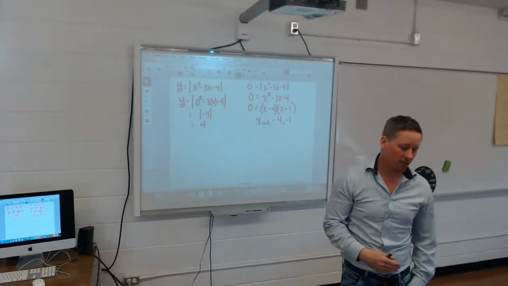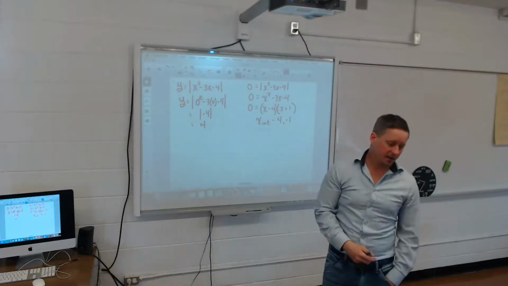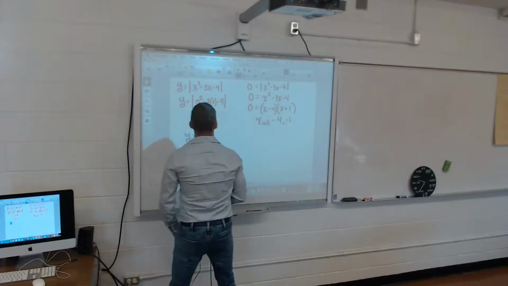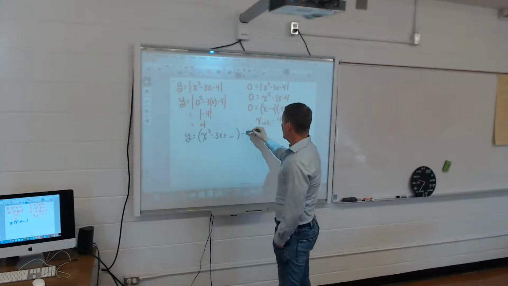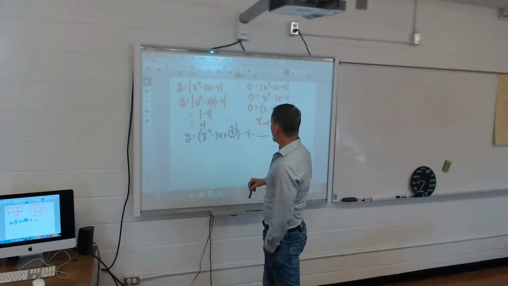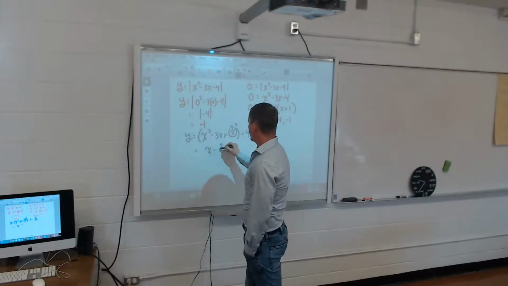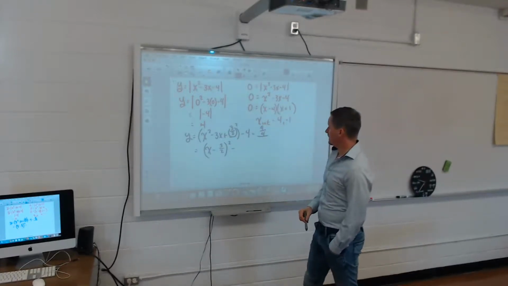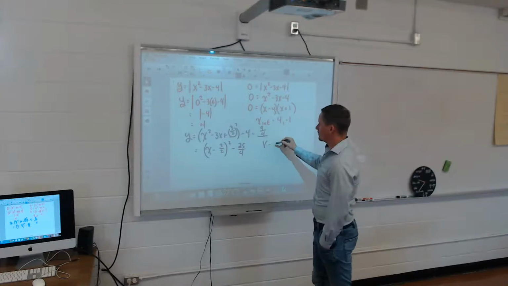I usually want to find out what my vertex is. So to find my vertex, I'm going to do the completing of the square. All right? So I go y is equal to x squared minus 3x plus a blank, minus 4, subtract a blank. In this case, it's 3 over 2 goes in there, squared. That's 9 over 4 out here. Equals x minus 3 over 2 squared minus 25 over 4. Okay, so my vertex, I'm going through this very, very quickly.